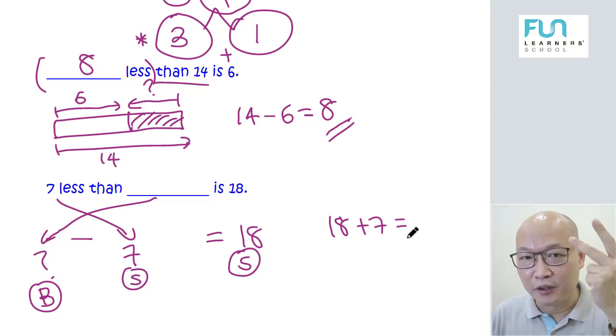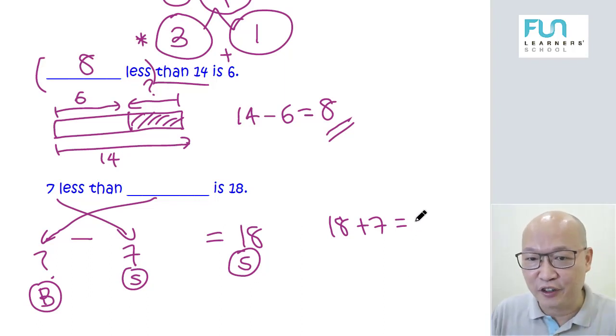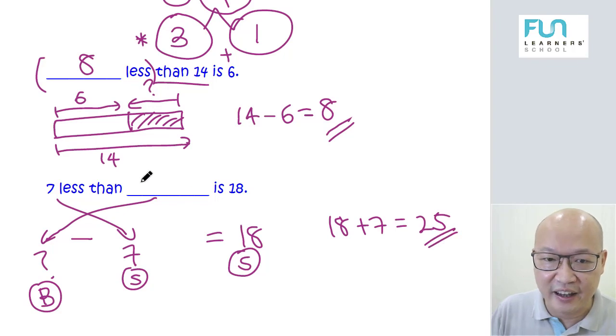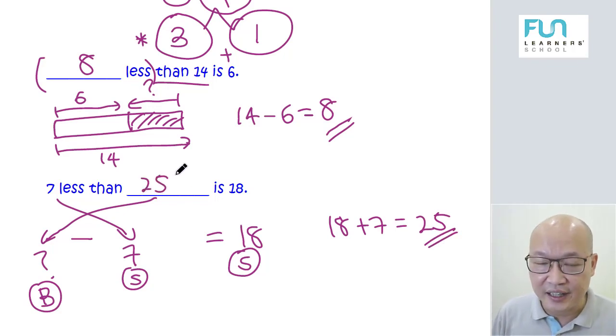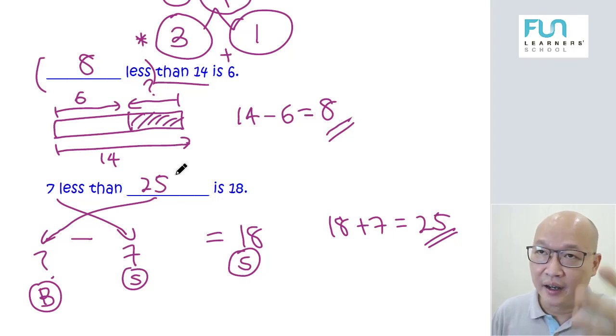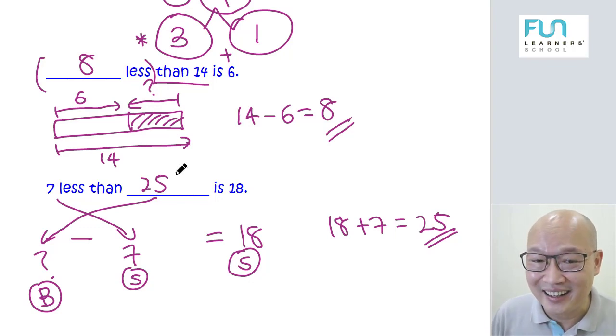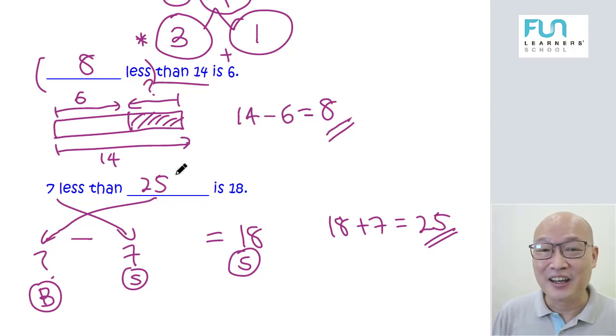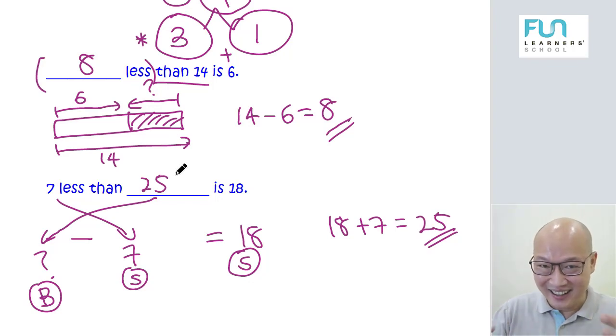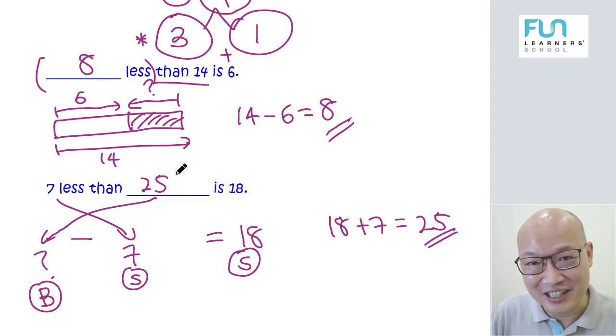18, 19, 20, 21, 22, 23, 24, 25, 25! Yeah! So is it true there? 7 less than 25 is 18? With our adult kind of reasoning, we know that's correct. So you have learned 3 methods, okay, in engaging this type of question.